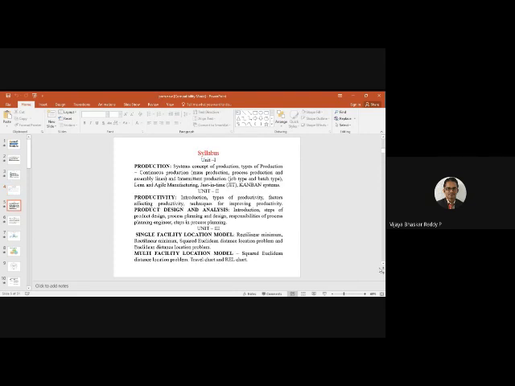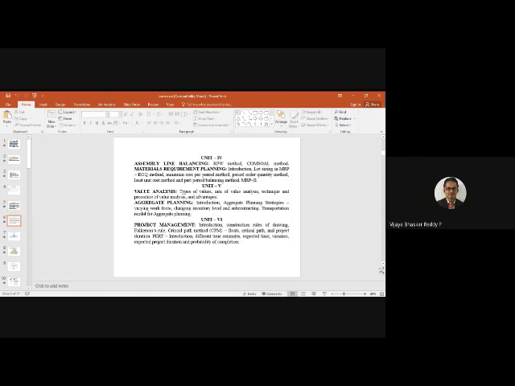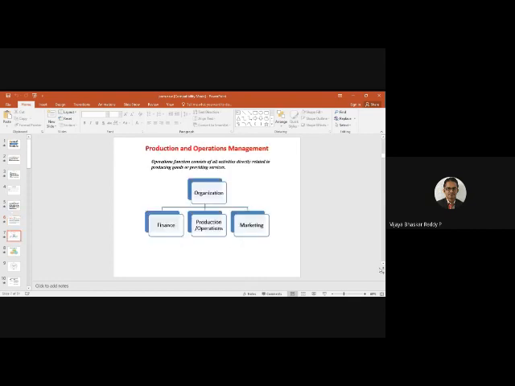The syllabus for this production system: the first unit concerns production, the second is productivity and product design and product analysis, the third unit is single facility location model and multi-facility location model, the fourth unit is value analysis and aggregate planning, the fifth unit is assembly line balancing and material requirement planning, and the sixth unit is project management technique. So now we are going to start production management.